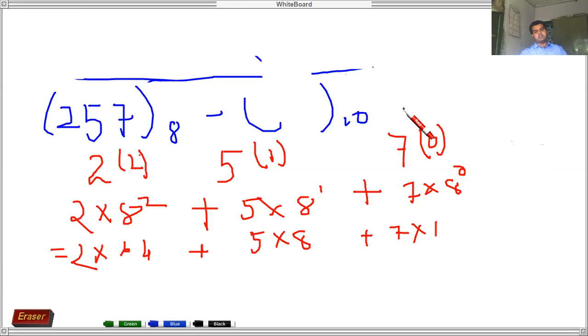Who is this? Pragati? No, sir. Any number to the power 0 is 1. X is any number, to the power 0 is always equal to 1. Okay. Now add up and tell me the result fast, quick.